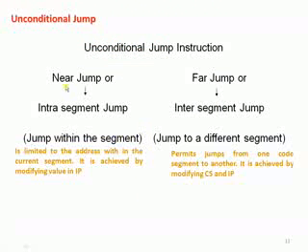An unconditional jump can be a near jump or a far jump. Near jump is nothing but intra segment, that is within the segment. If you want to transfer the control from one code segment to another code segment, then you have to use the inter segment jump. The near jump is limited to addresses within the current segment and is achieved by modifying the value in IP. The far jump permits jumps from one code segment to another and is achieved by modifying CS and IP.